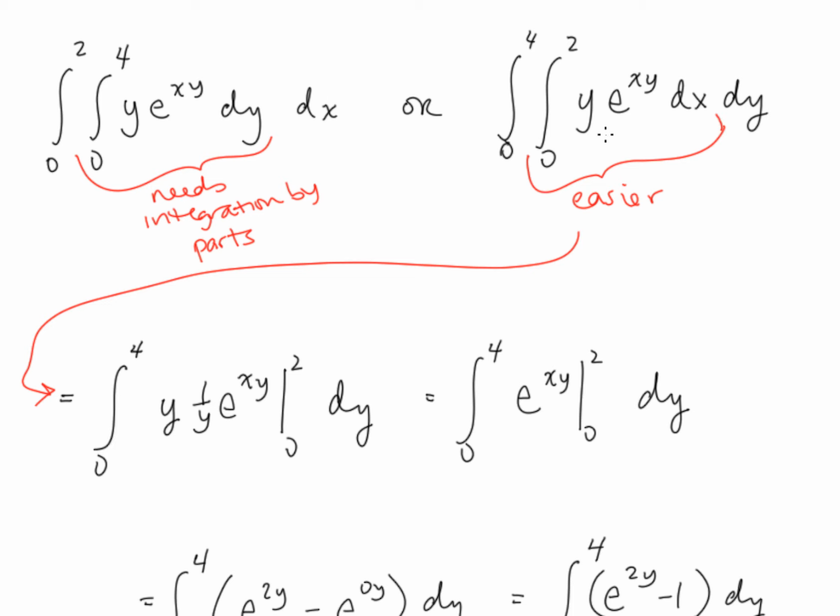Now here, remember, we're integrating with respect to x. So that means this y is just a constant multiple, and it's going to carry through the integral. And now we have e to the x times y. Now we know that when we take the derivative, we get a factor of y that comes out. When we take an integral then, we're going to have to divide by y. So we're going to have 1 over y e to the xy. So simplifying, we're here. And now we want to plug in our x equals 2 and x equals 0 and subtract.